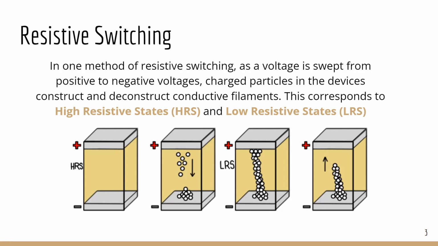So for a more in-depth explanation, as a voltage is sent through the device, the oxygen vacancies, at least in my samples, are attracted to the negative electrode, which forms a conductive filament from the positive electrode to the negative electrode. As the bias is switched and reversed, the filament is deconstructed in a small space between the electrode and the rest of the filament. And as this is swapped, you can read and find the high resistive state and the low resistive state.